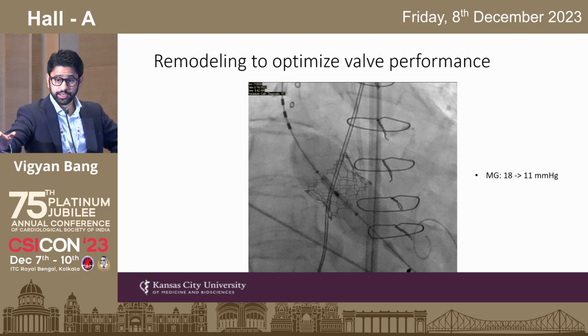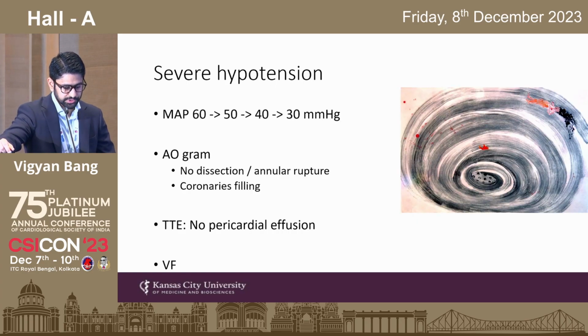Now, Trifecta, as you all know, is a non-frackable valve, but it can be remodeled, and it has externally mounted leaflets. We took a 25 millimeter True Dilation balloon with a coronary deflator on the side and gave it all. This improved the mean gradient from 18 to 11 millimeters of mercury.